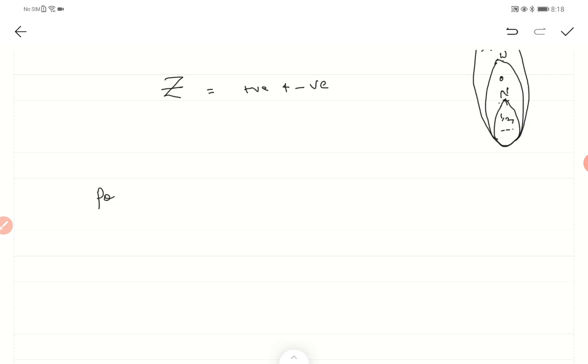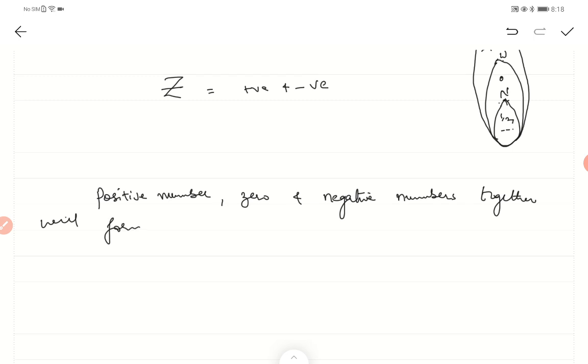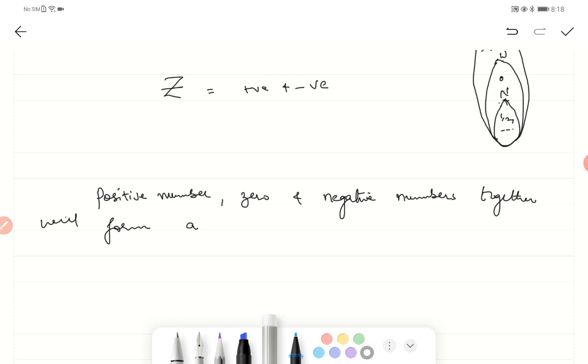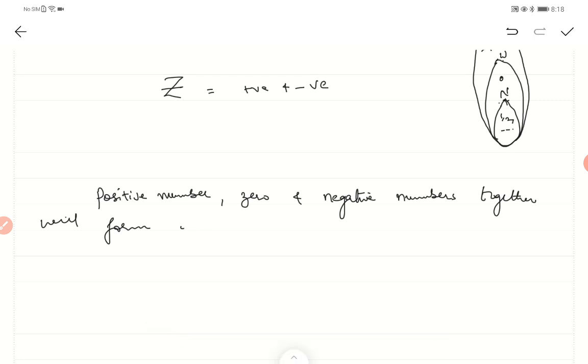Positive numbers, 0, okay, and negative numbers together will form what? Integers. Okay, all right. So I hope you will not forget this.